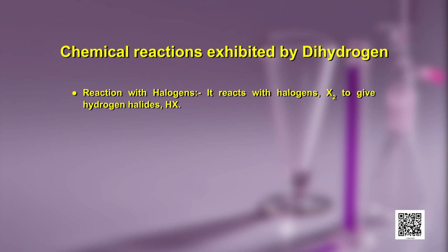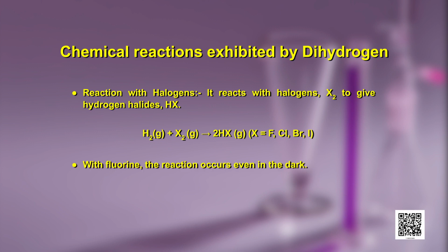Now, the first reaction is reaction with halogens. It reacts with halogens, that is X2, to give hydrogen halides HX. As an example, fluorine, chlorine, bromine and iodine, all halogens react with hydrogen to give hydrogen halides. With fluorine, the reaction occurs even in the dark, and with iodine it requires a catalyst.